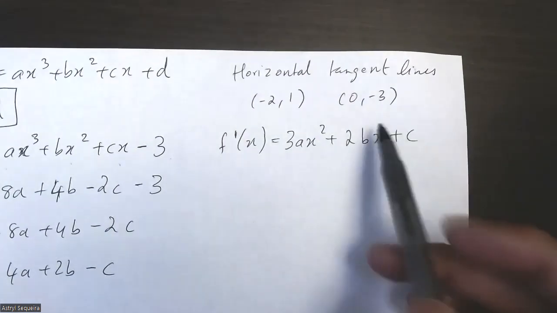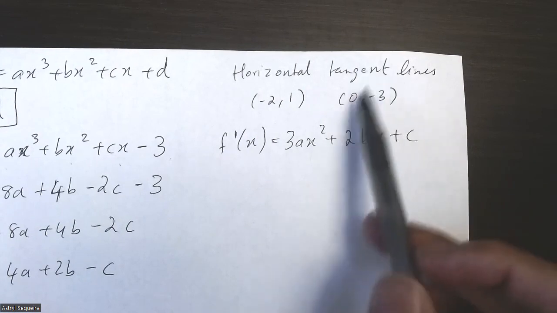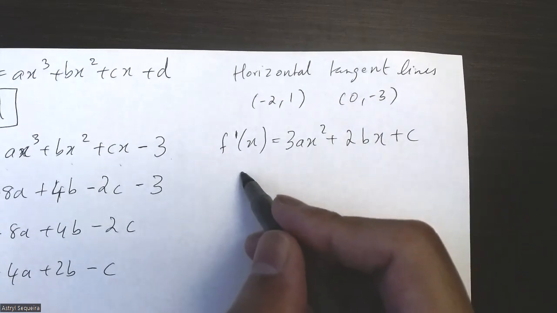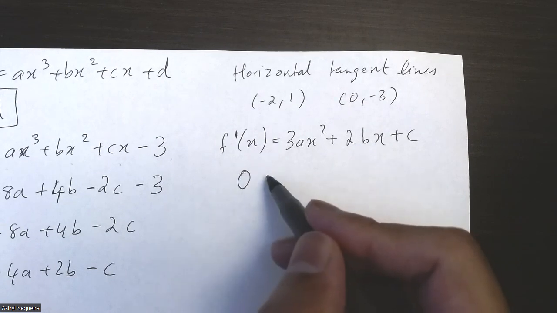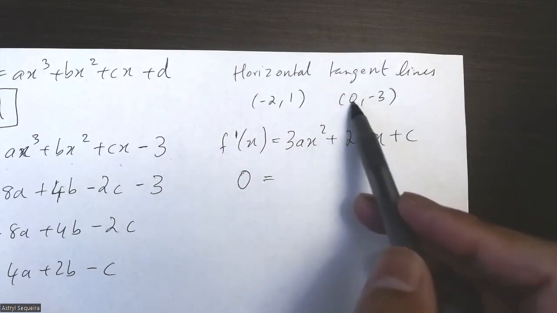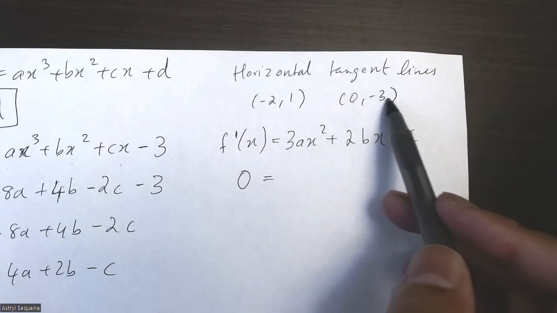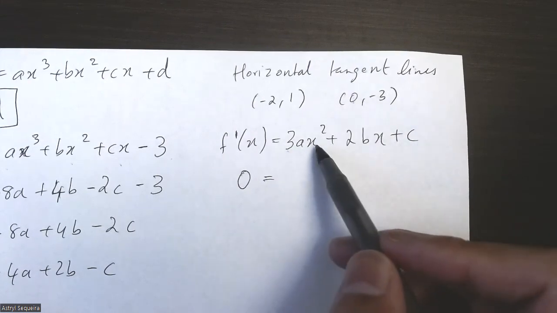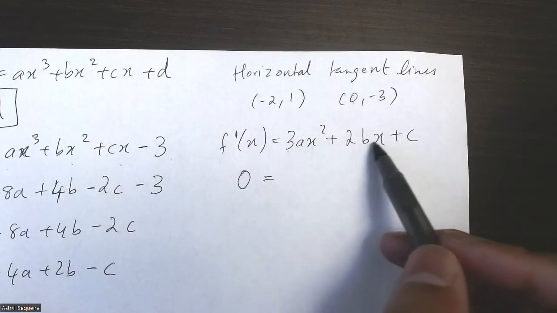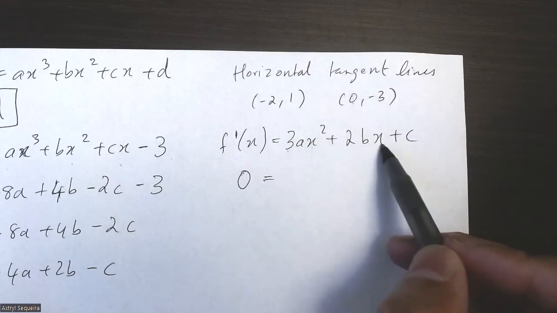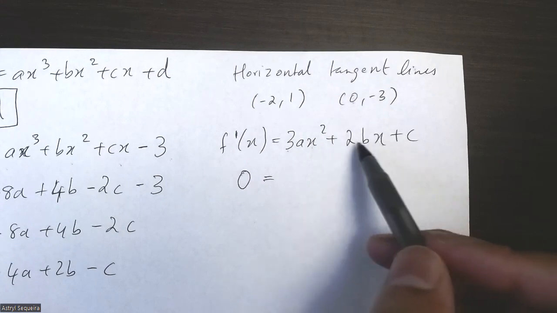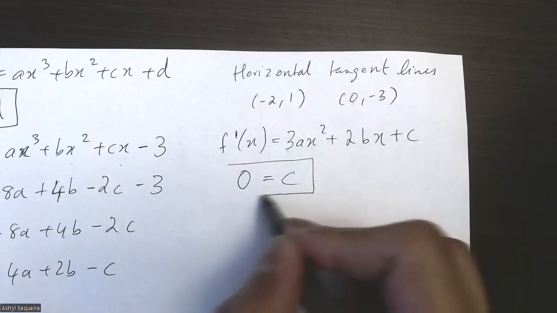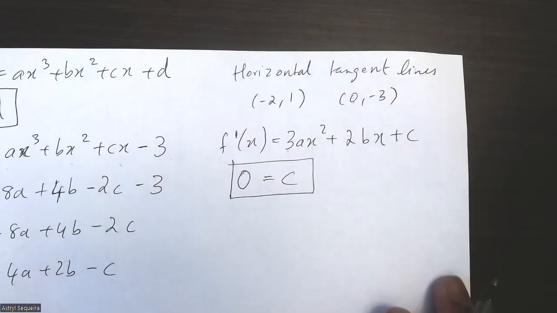And then again, I'll first sub in this point over here. So I know that my derivative is 0 because it's a horizontal tangent line, and I know the x value is 0. This -3 does not matter. The x value is 0. I'll sub it in here. So 3 times a times 0 is 0. 2 times b times x, which is 0, is 0. So all I'm left with is c is equal to 0. So now I've found my second variable.